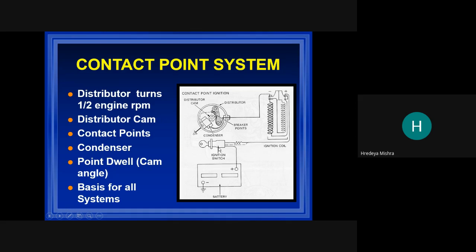So what happened here? The battery is attached, so when we switch on the ignition switch, the electricity circuit starts running. So here this is your condenser, the break point is here, and this is our distributor which distributes the current for the spark.